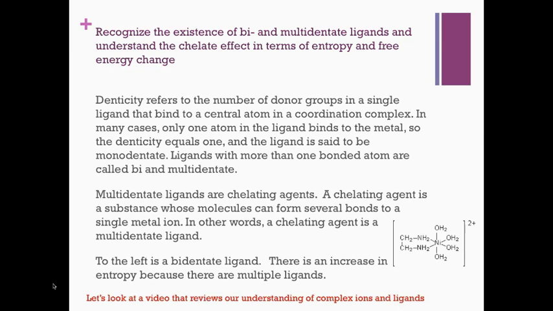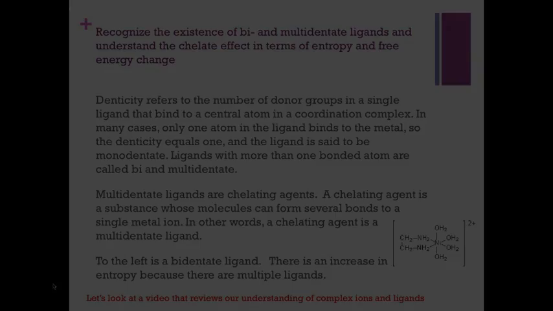Let's look at a video that reviews our understanding of complex ions. If it has a coordination number of 2, then it will be a linear shape. If it has a coordination number of 4, then it's either going to be tetrahedral or square planar. If it has a coordination number of 6, it's going to be an octahedral shape. So remember, 2 is linear, 4 is tetrahedral or square planar, and 6 is octahedral.